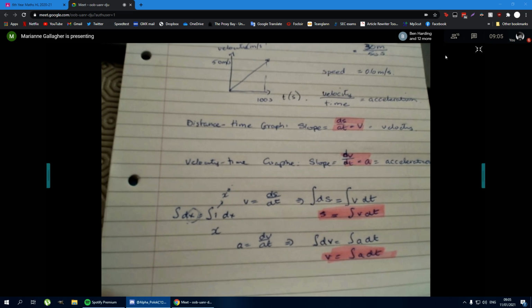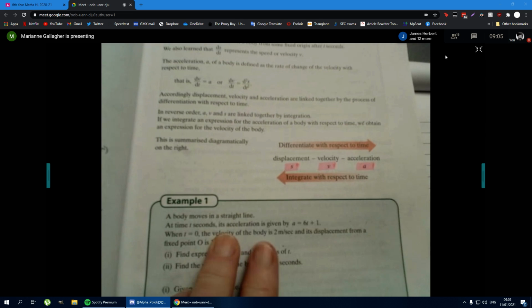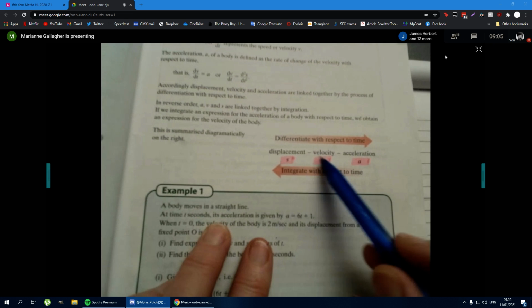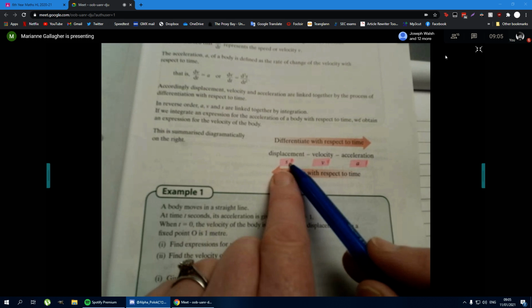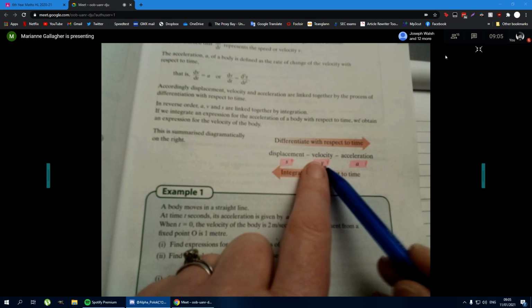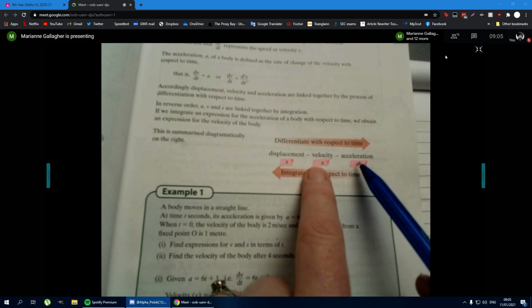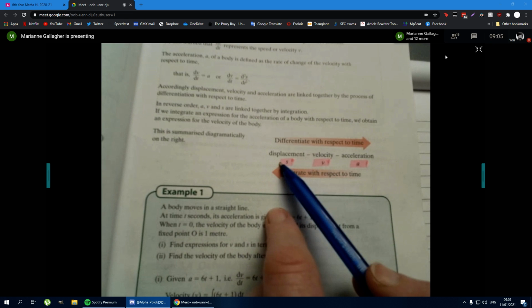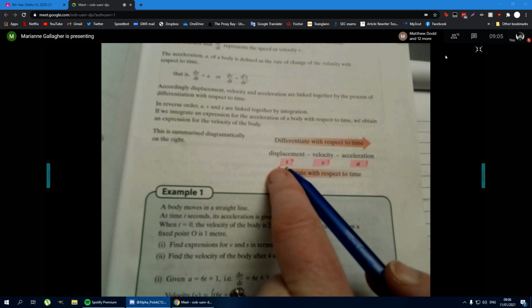Okay, so let's do example 1 out of the book. Okay, so with these, it's going to be a straight line, and you're going to be given one of the 3 of these. Once you have one of them, say you have s, you can differentiate it to get v, and then you can differentiate it again to get a. If you're given v, you can differentiate it to get a, and then you can integrate it to get s. And if you're given a, you integrate it to get v, and then you integrate it again to get s. Okay? So once you have one of the 3, you can work out any of the others.